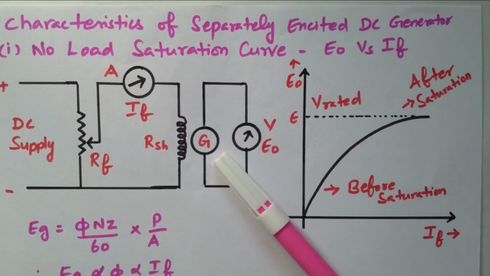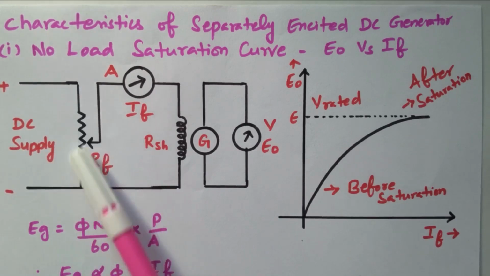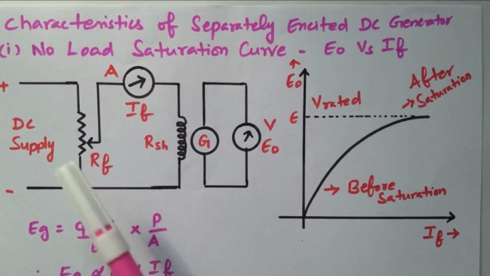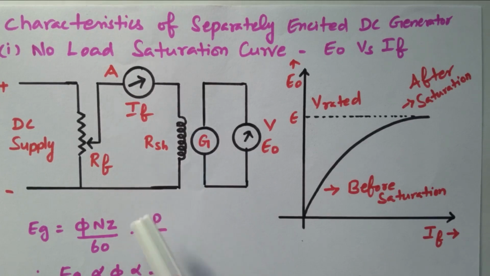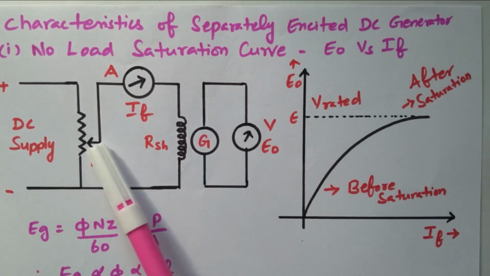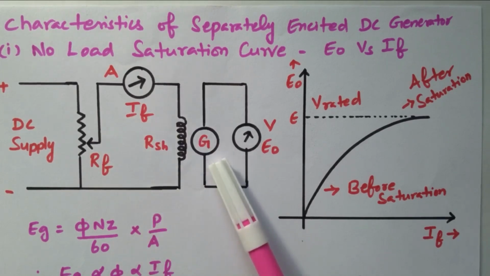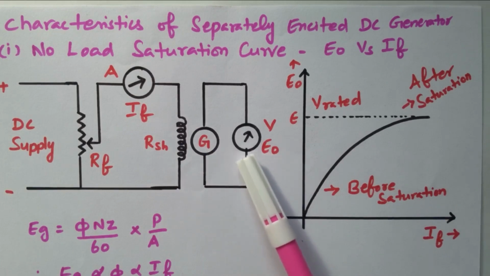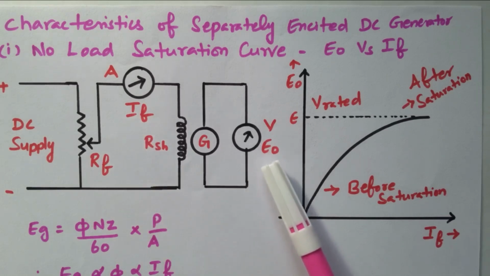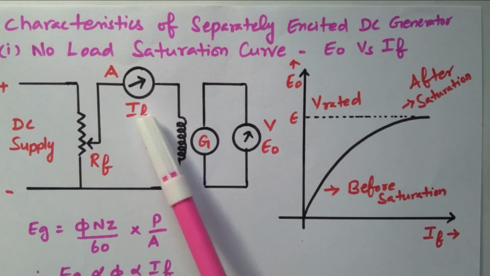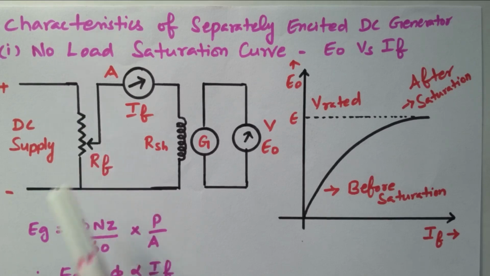This one is the armature. Here a DC supply is available, and across it a rheostat is connected in order to control the flow of current. That is connected to an ammeter and then to the field coil of the DC generator. By adjusting this rheostat we can control the current flowing through the field winding. The EMF generated in the armature can be measured by this voltmeter. So we have one ammeter to measure the field current and a voltmeter to measure the no load EMF. The current through the field coil can be varied using this rheostat, the variable resistor.